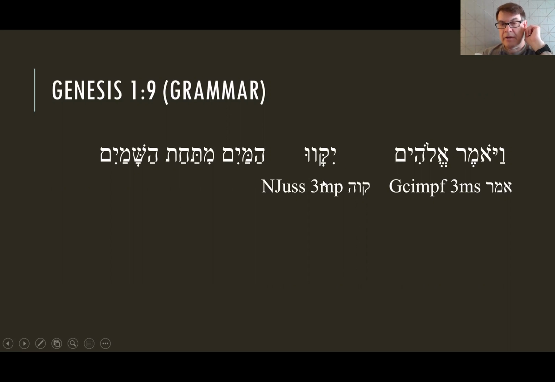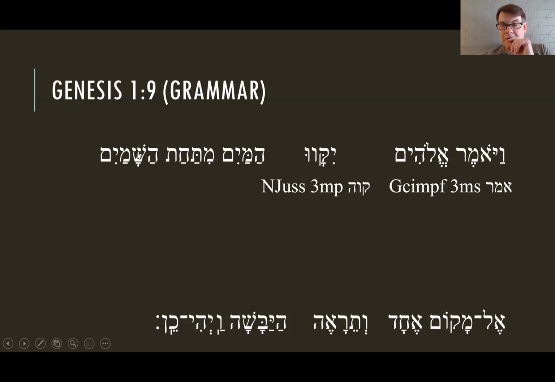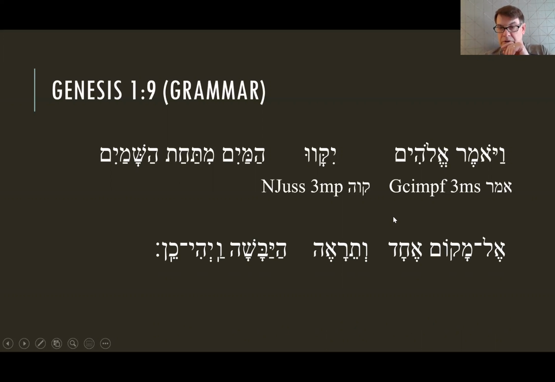Yikatal, yipikaye. So it's a nifal jussive, which means it's a command. Third masculine plural from kava. So, let the waters be gathered. I already mentioned the min. So, the grammar of the next part: to, place, one.